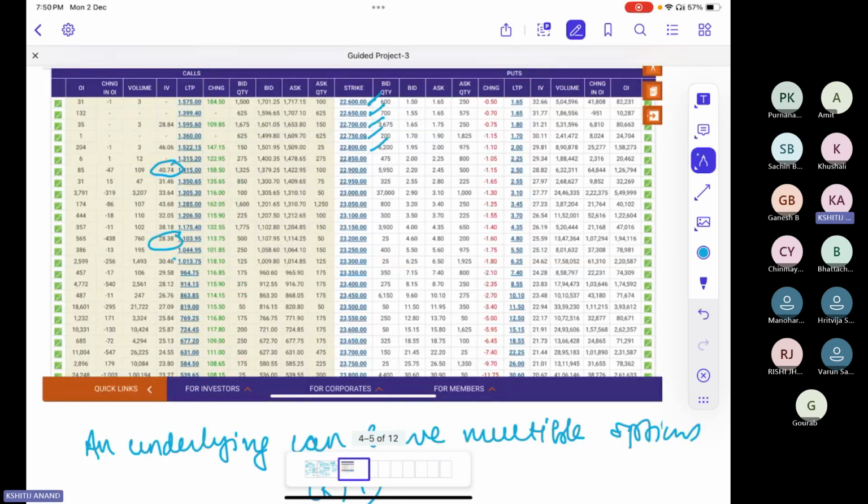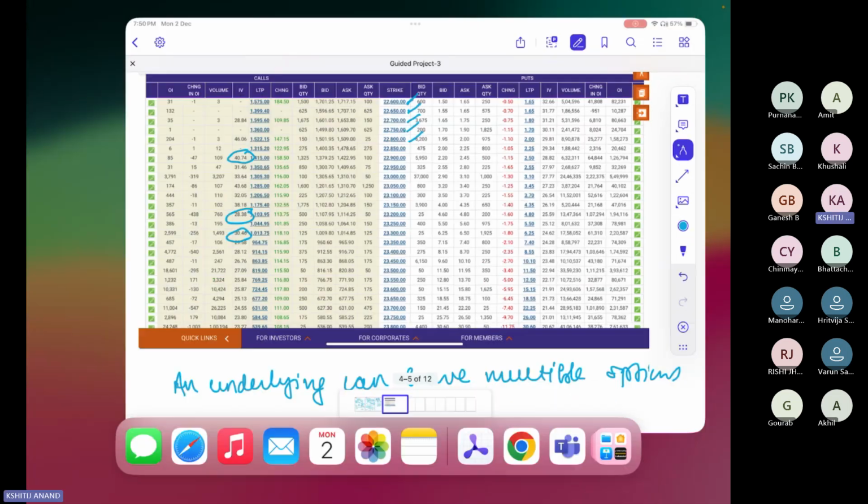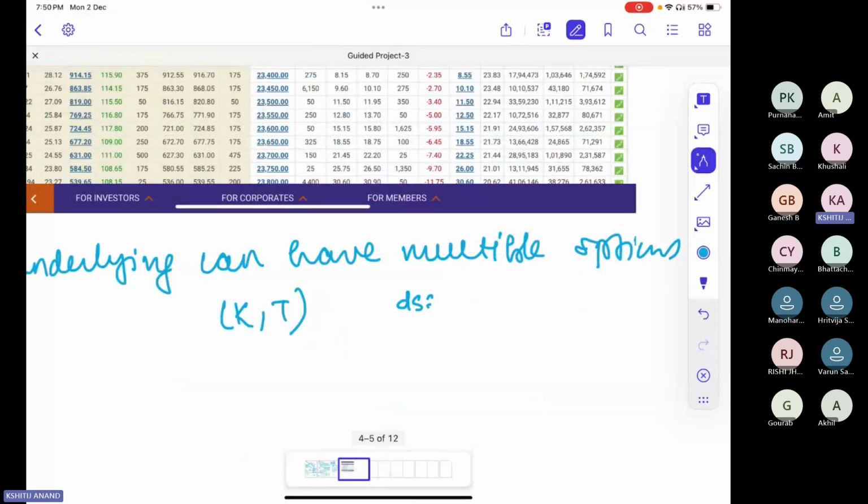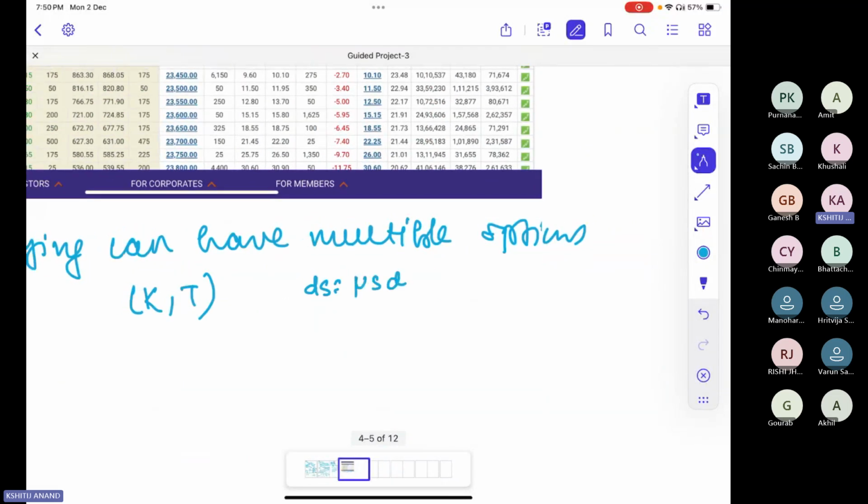40.74, 28.38, 30.46. But don't we wonder why these options have different implied volatility when they are on the same underlying, right? If you talk about the Black-Scholes model in general, where does sigma come from? Sigma comes from this equation, mu S dt plus sigma S dW, right? This sigma volatility is nowhere related to the option. Sigma is in general a behavior of the underlying stock. So why do these options on the same underlying have different implied volatility?